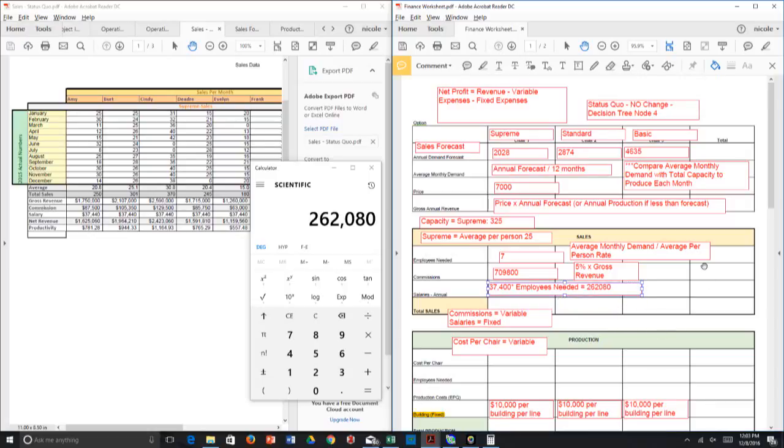So, once we have all of this information, we have our commissions, $709,000, plus our salaries of $262,080. We know that it costs us $971,880 to sell the Supreme chair.